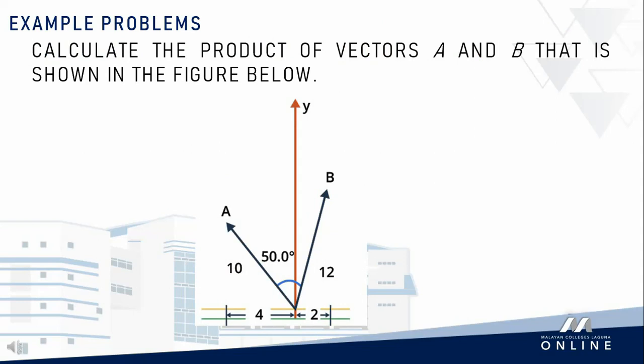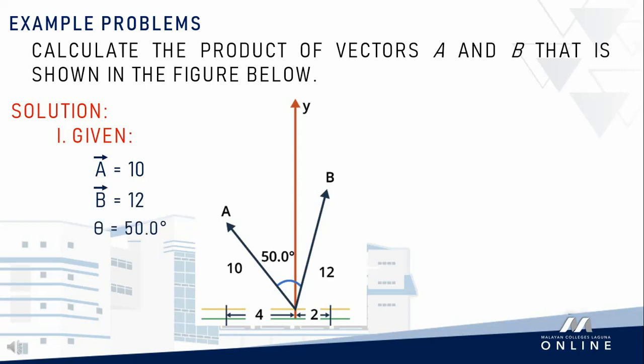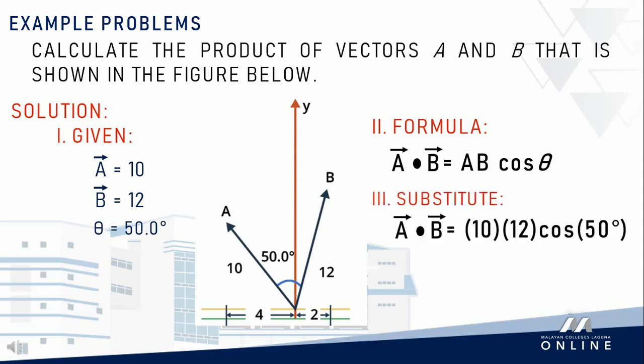Calculate the product of vector A and B that is shown in the figure below. The magnitude of vector A is 10, while for vector B, it has a magnitude of 12. The angle between the two vectors is 50 degrees. We will use the formula A · B = AB cos θ to get the scalar product of the vectors given. We will then substitute the values, 10 times 12 cos 50 degrees, and the final answer would be 77.13. Quite easy, right?